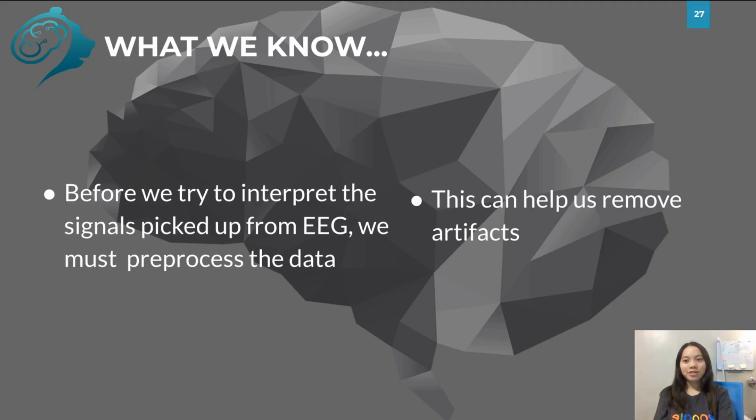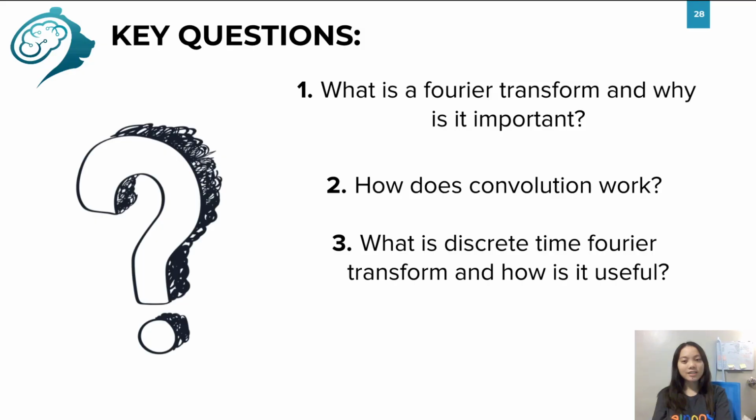So this is what we already know. Before we try to interpret the signals picked up from EEG, we must pre-process the data. This can help us potentially remove artifacts. Some key questions that we're going to address are: what is a Fourier transform and why is it important? How does convolution work? And what is discrete time Fourier transform and how is it useful?